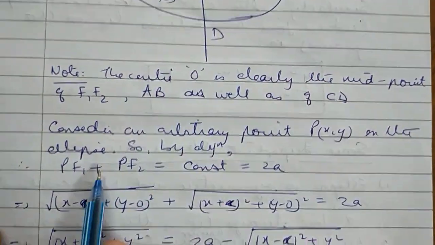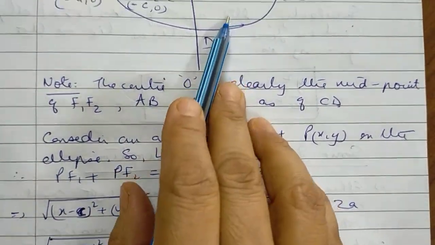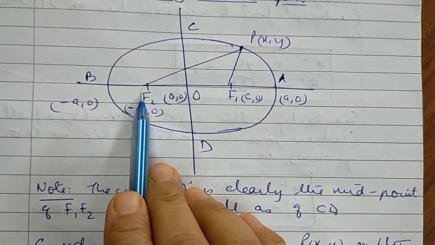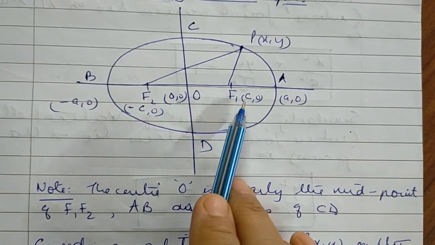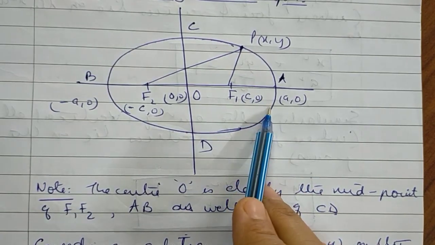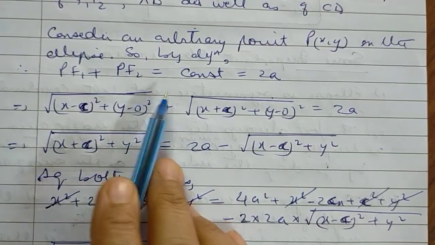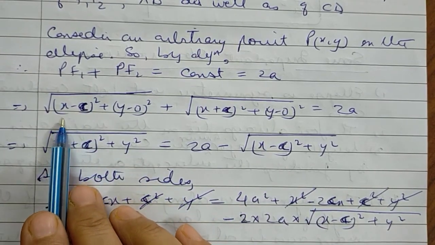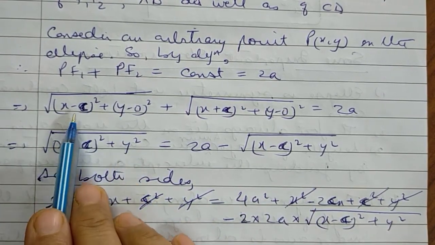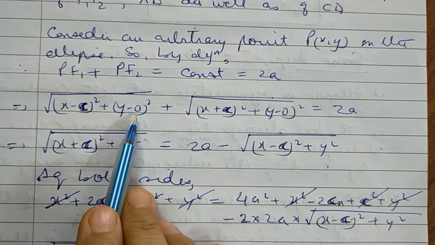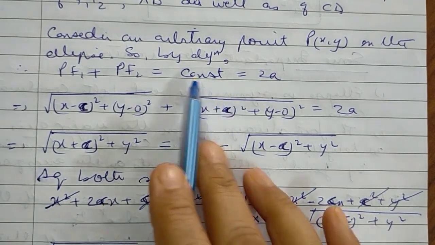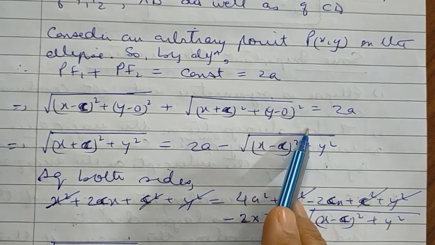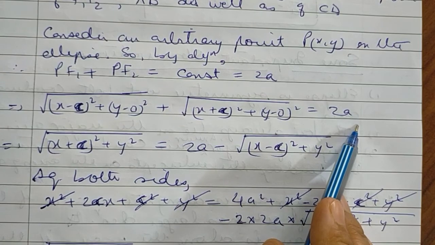Since P is on the ellipse, it will satisfy the condition for being on the ellipse, and so PF1 plus PF2 will be constant. But we have already calculated that the constant is equal to 2a, and so we get PF1 plus PF2 equal to 2a. Using the distance formula, we get PF1 is equal to the square root of (x minus c) whole square plus (y minus 0) whole square, and PF2 is equal to the square root of (x plus c) whole square plus (y minus 0) whole square, and the sum will be equal to 2a.